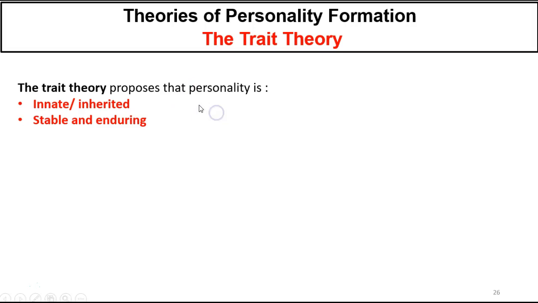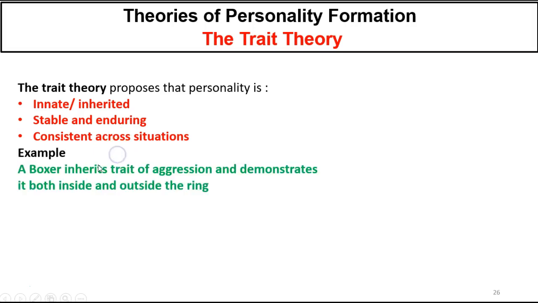Now, of course, on top of that, it is something that's considered stable and enduring. It doesn't really change that much. And these personality types we have last through our life, according to this theory. And it also proposes that it's consistent across situations. So if we have a personality type, we're like it all of the time.